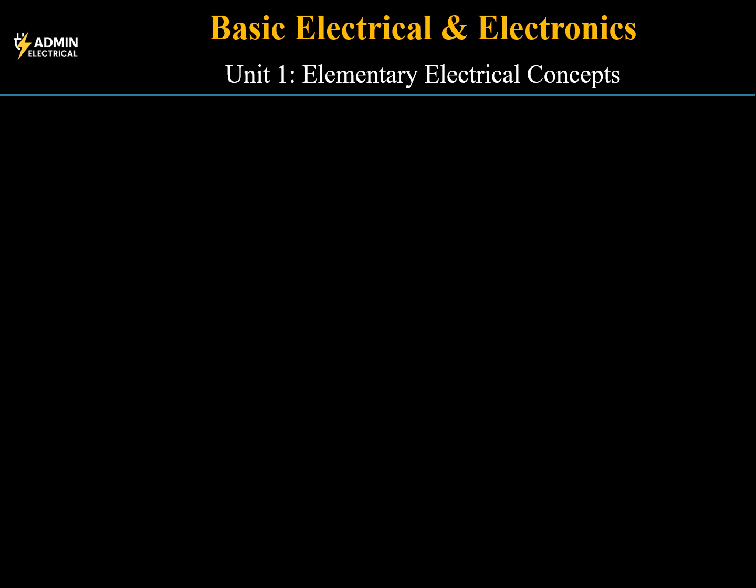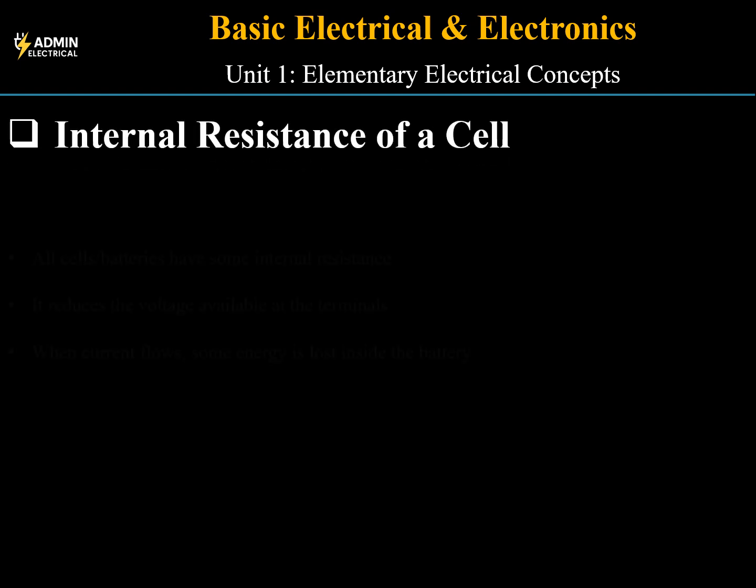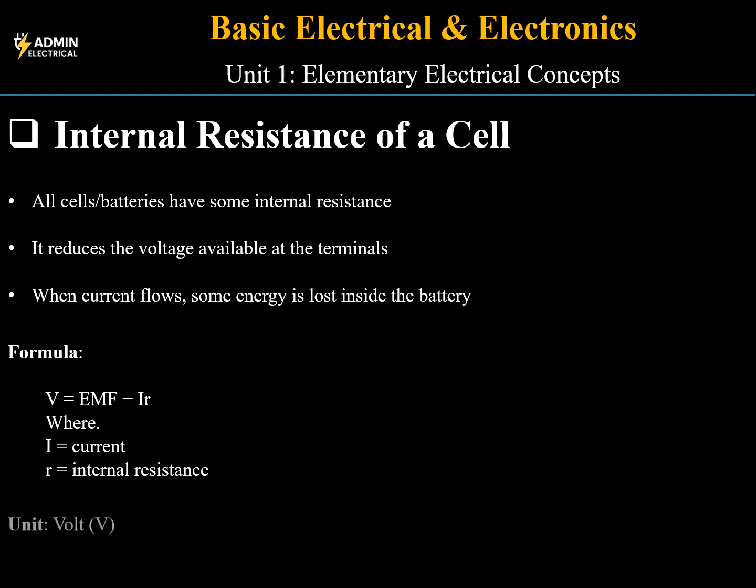Now here's an important concept. Every real battery or cell has some internal resistance. This resistance is inside the battery. When current flows, some energy is lost due to this internal resistance. So, the voltage available at the terminals is actually less than the EMF. This is given by the formula V = EMF - I × R, where I is the current, R is the internal resistance of the cell. This is why even a fully charged battery may not deliver full voltage when connected to a load.